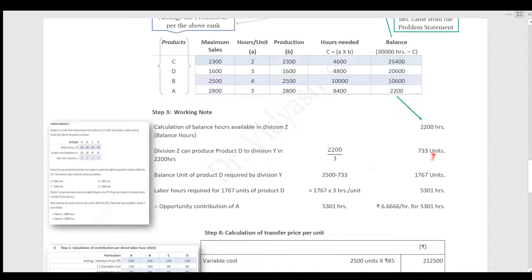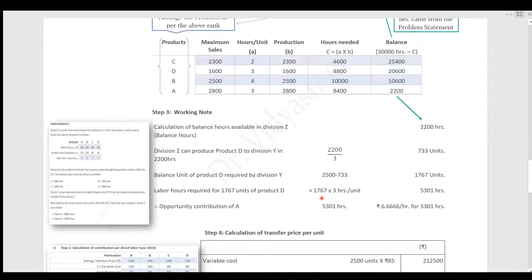But in the question itself, you can see on the left hand side that product D can be transferred to division Y. That is, division Y wants a total of 2,500 units. So it is demanding 2,500 units. Now with the available hours, division Z is able to manufacture only 733 units. So let's see what is left out. That is 2,500, the total demand, minus 733. The remaining units which need to be manufactured is 1,767 units.